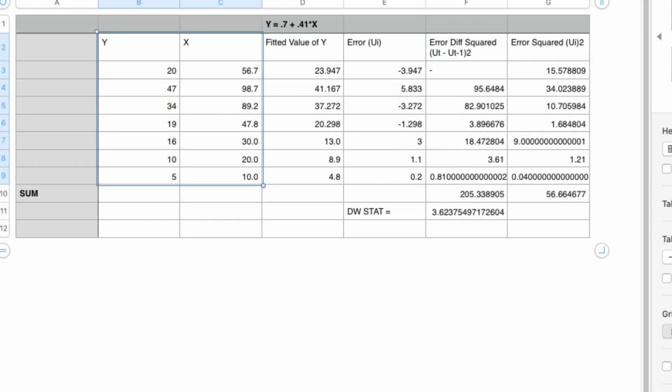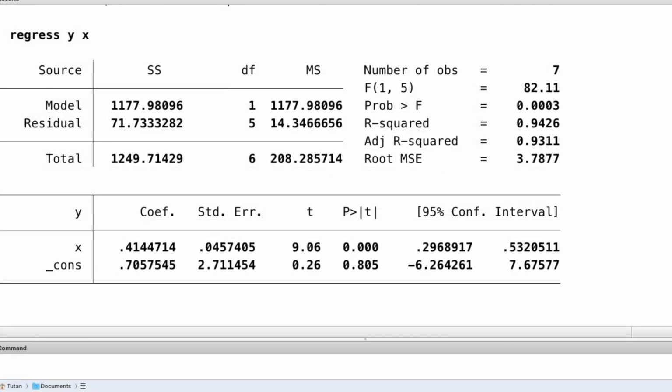So let us look at the values of y and x. Let's say we have taken some real valued observations, and I have all these values of x: 56.7, 98.7, 89.2, and corresponding values of the dependent variable: 20, 47, 34. Now I get these numbers into Stata and fit a regression equation. And I see this is a very nice fit. The R squared value is pretty good, and the coefficient of x is 0.41 with a constant term, or intercept, equal to 0.7.